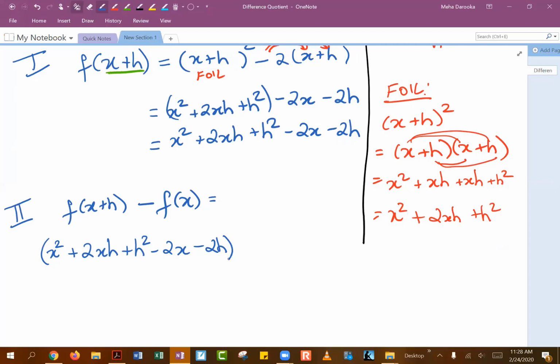Now from that, I am subtracting, so minus sign, and I'm going to do parentheses again, your original function f of x. Now what's our original function f of x? X squared minus 2x. Very good, yeah. The one you started out with, x squared minus 2x.